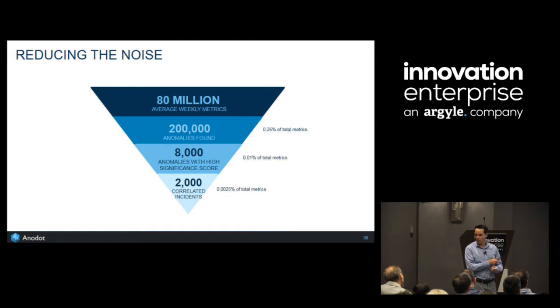And I'm finishing in 2 minutes. So reducing the noise, we talked about all of the steps: normal behavior learning, abnormal behavior learning, topology learning, and so on. And this is, again, an example from anomalies that happen in the Anodot system in a given week. And you can see how we reduced the noise from 80 million metrics that we measure in a given week. We had 200,000 anomalies, which is, you know, if we would have sent 200,000 alerts to our customer, then it wasn't a good situation. But then at the end, after everything, we end up with 2,000 correlated incidents across all the customers.